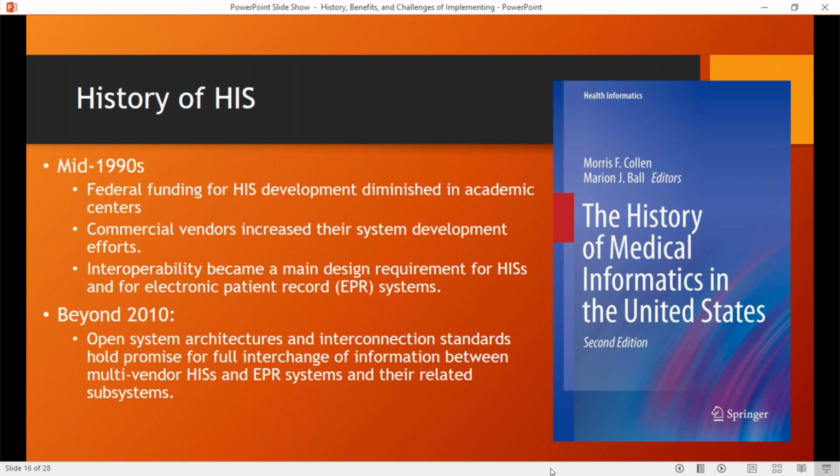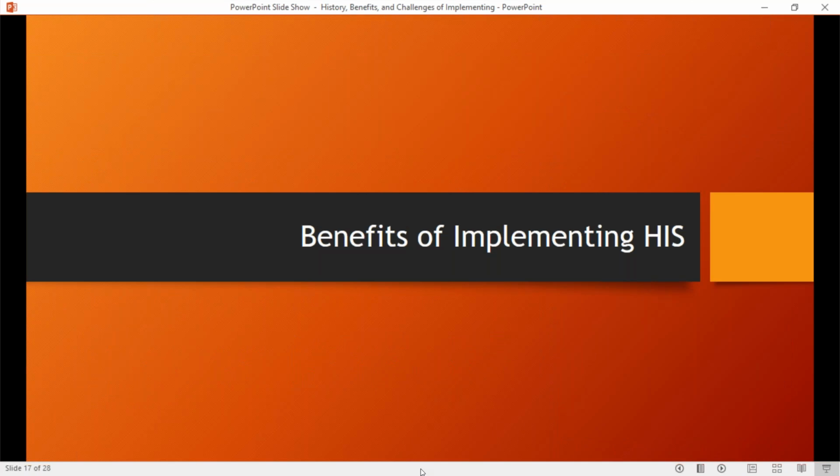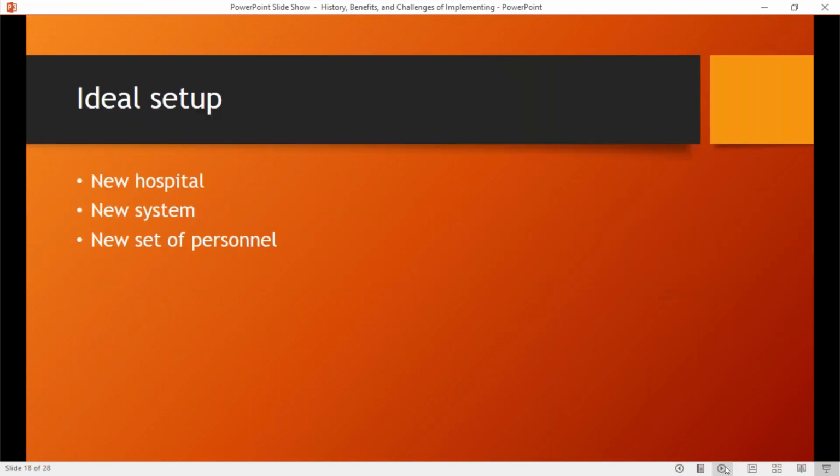Okay, so let's go to the next slide, please. Okay, so let's go to the benefits of implementing an HIS.